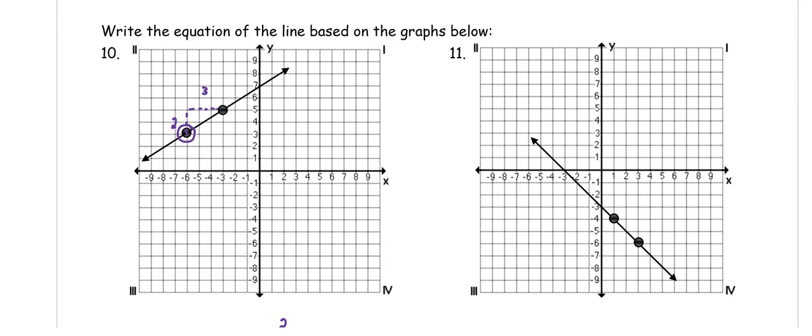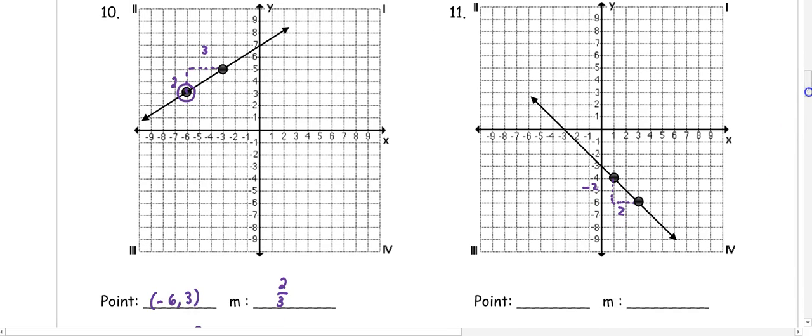Number 11, this line has a negative slope because it's decreasing from left to right. So I'm going to see how much do I go down, which is negative 2, and then over 2. So my slope is negative 2 over 2, which is reduced to negative 1. Again, I'm going to pick a point. It doesn't matter which one I pick, so this time we're going to pick the one on the right. And that point is 3, negative 6.